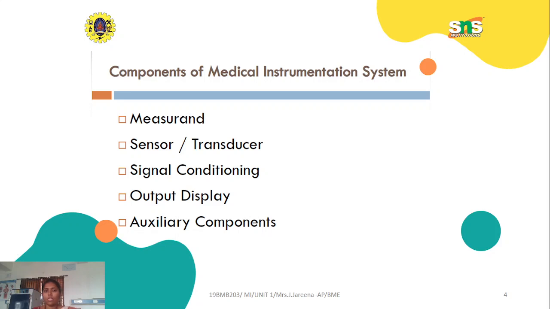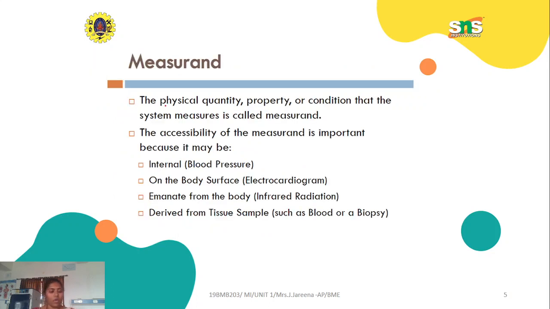Okay, now let's see the different components in a medical instrumentation system. That is a continuation of last class. First it starts with the measurement, and then we have the option of using a sensor and transducer based on which type of biomedical signals we are measuring, and then we have signal conditioning, and then the output display, and last we have the accessory auxiliary components. Okay, so first we will start with measurement.